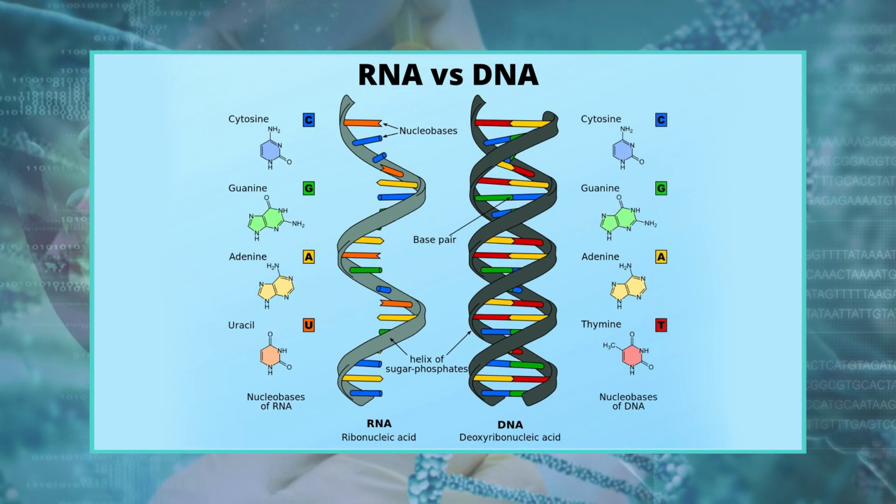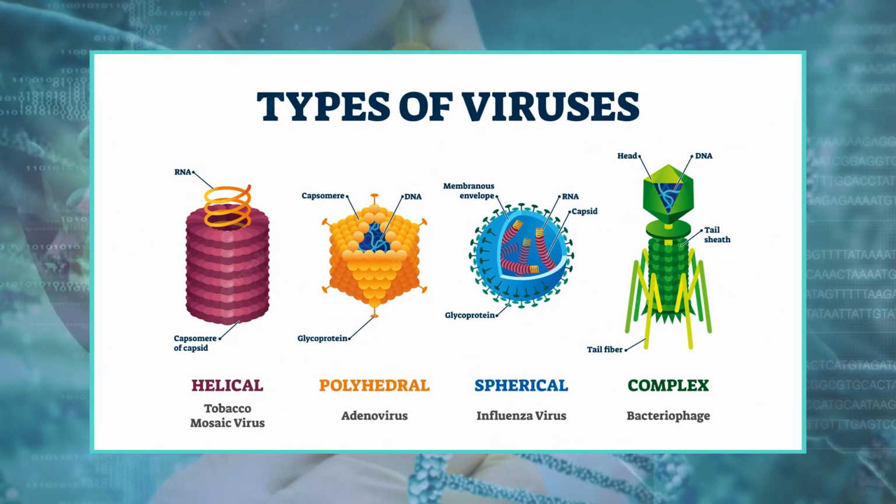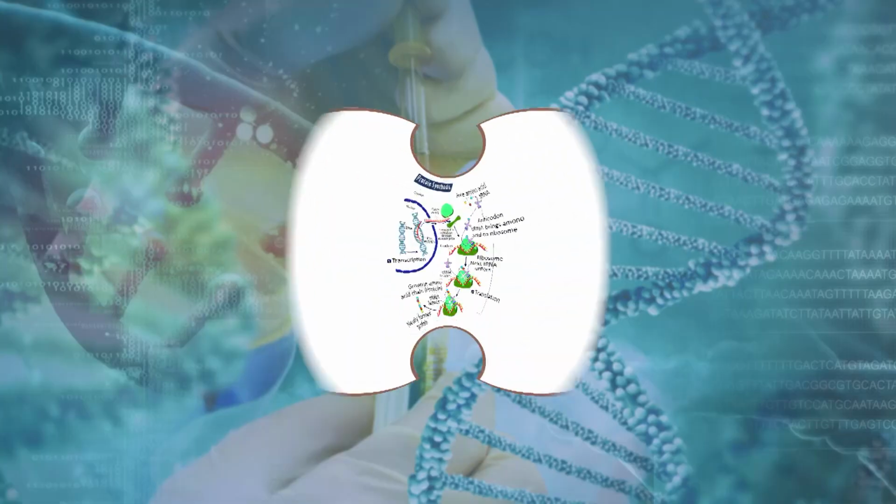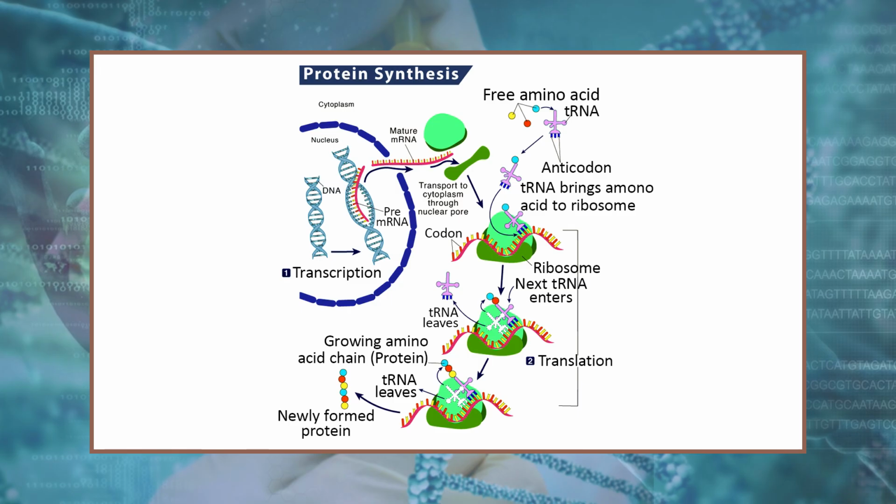This is also true for viruses, as most of these entities have either RNA or DNA as their genetic material. For instance, some viruses may have RNA as their genetic material, while others have DNA as the genetic material. The human immunodeficiency virus contains RNA, which is then converted into DNA after attaching itself to the host cell. Apart from being responsible for the inheritance of genetic information in all living beings, DNA also plays a crucial role in the production of proteins.